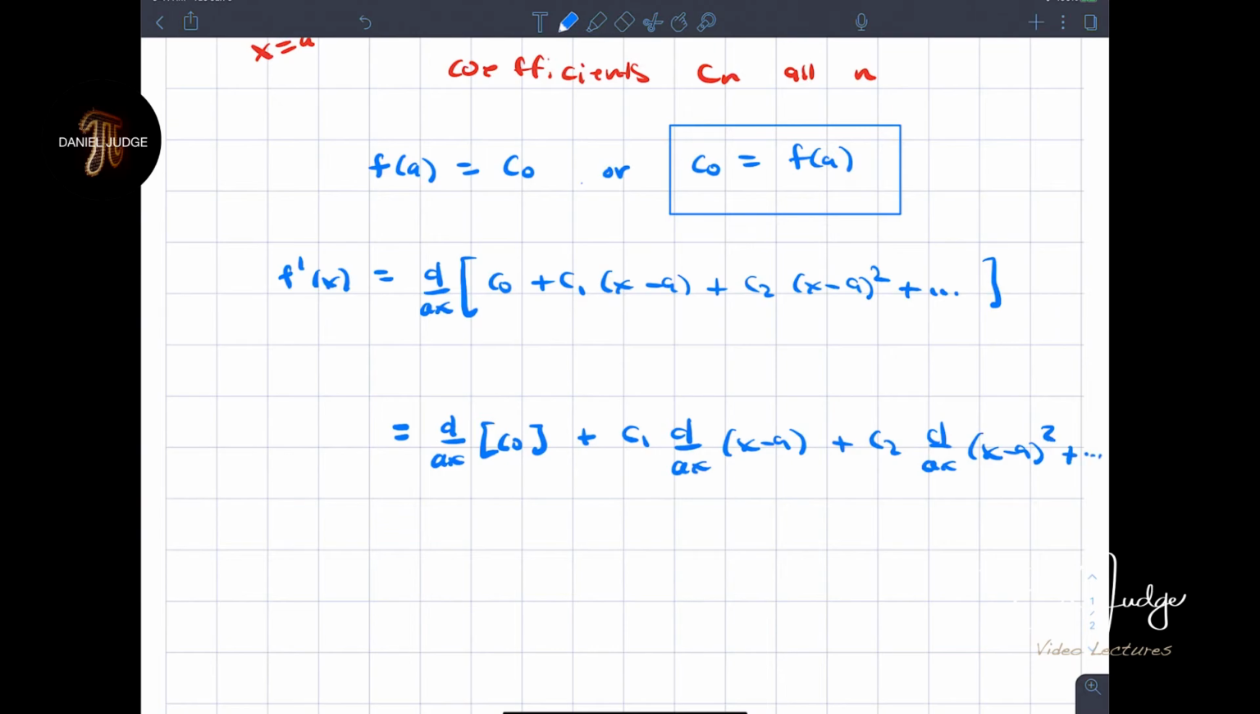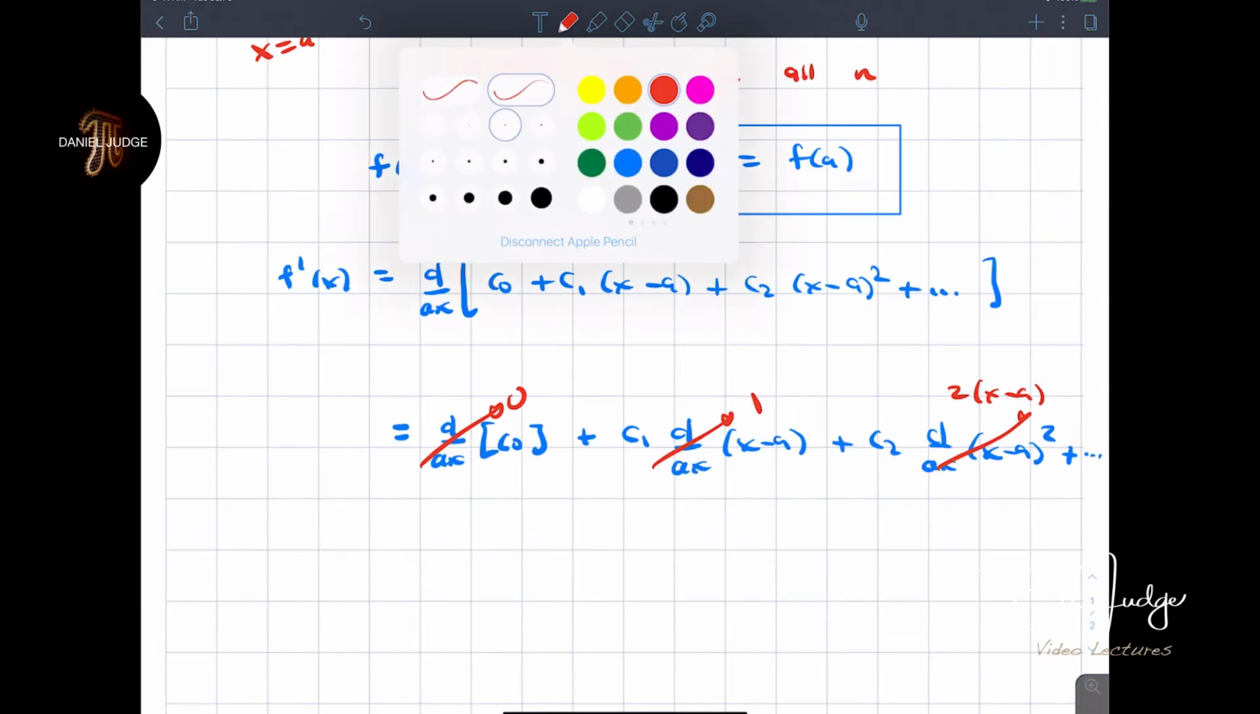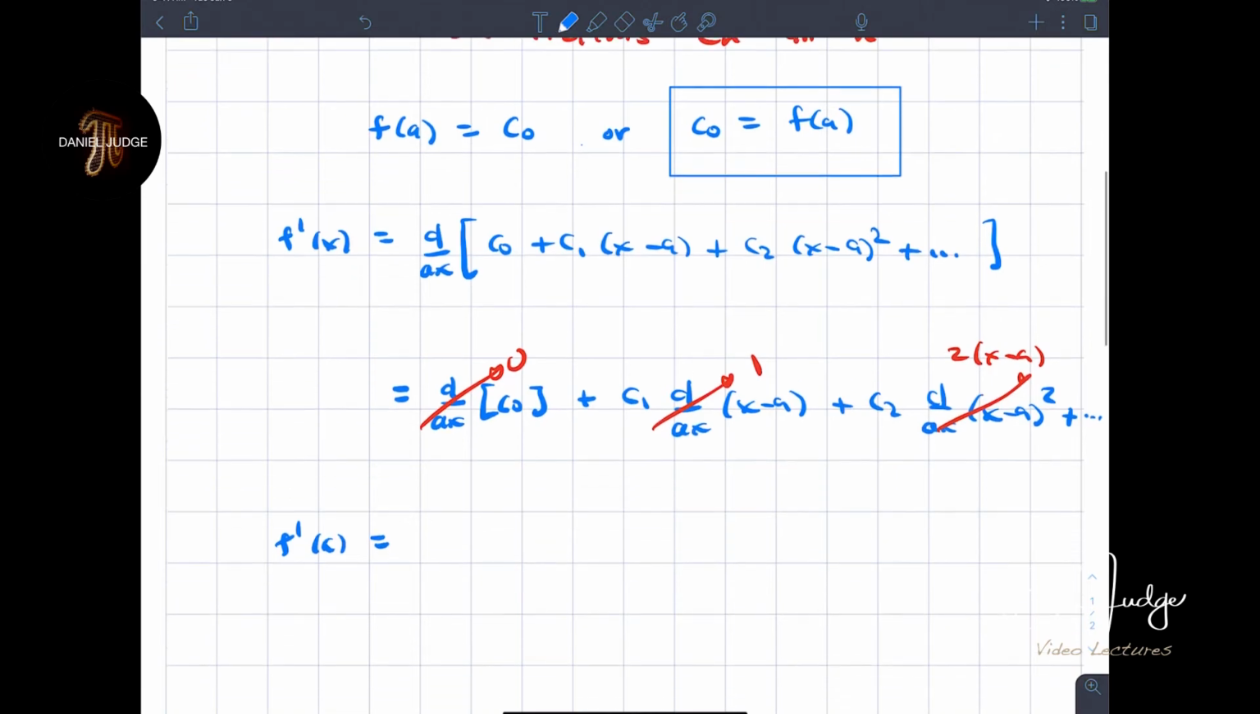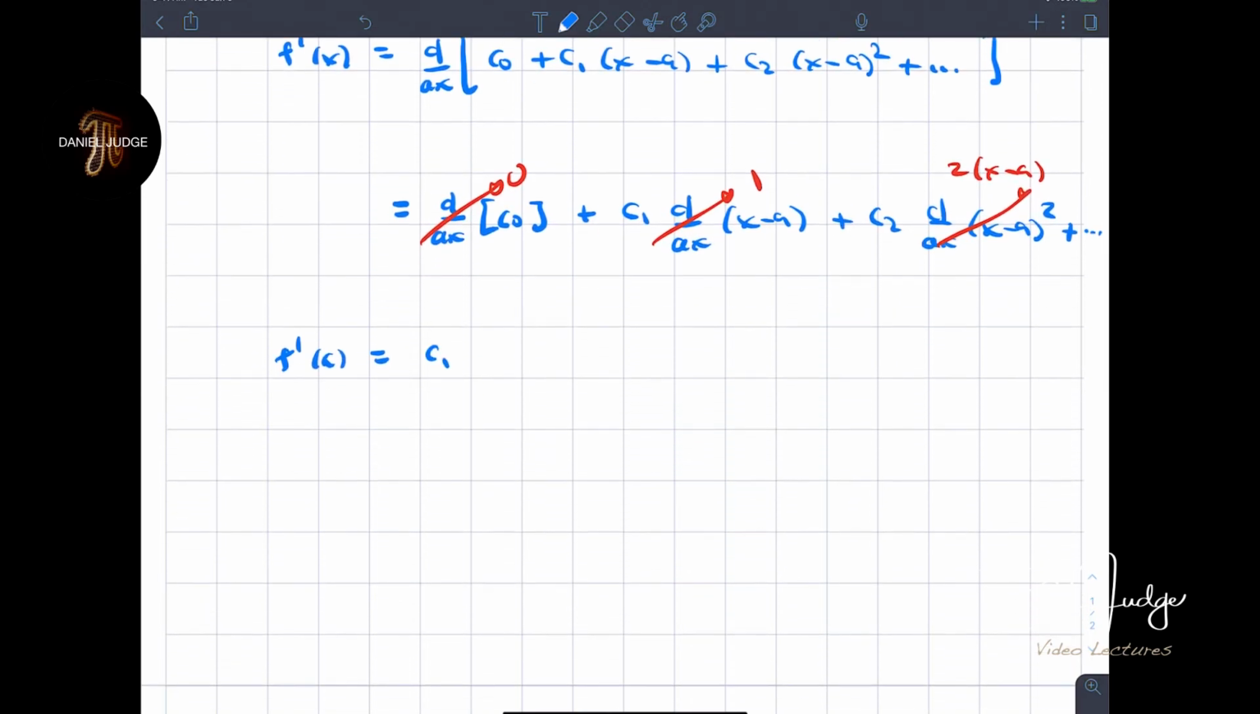Goes on forever. So we get 0 here, we get 1, we get 2, x minus a. So that f prime x can be described simply as c1 plus 2c2 x minus a, and then you're going to get 3c3 x minus a squared for the next derivative, because it's a third power, and that goes on forever.